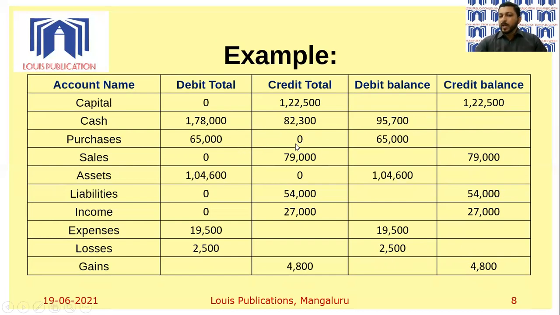Numbers will change. You may have a credit posting also. So the difference will be taken. Now, this is a part of the question. Now we are going to look at how we prepare a trial balance under total method.